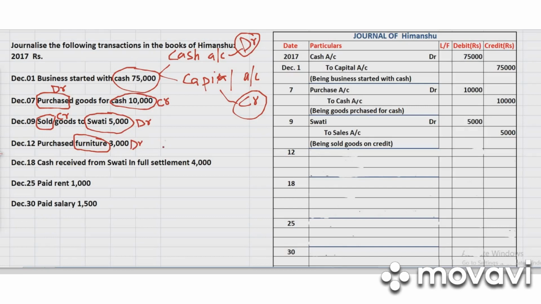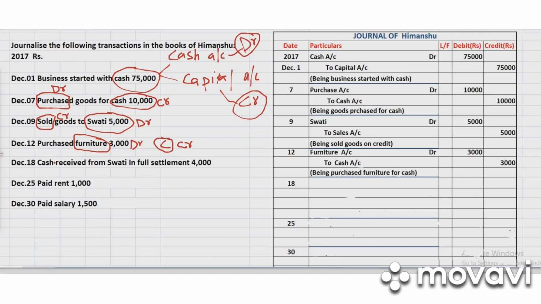So here the other account is cash. I write C for cash, and furniture is there. Furniture is debited, cash is credited. Now how will it be written? It will be written like this: furniture account is debited and cash account is credited. Furniture is coming to the business, cash is going out of the business. We write the narration also, that is number 12, right?